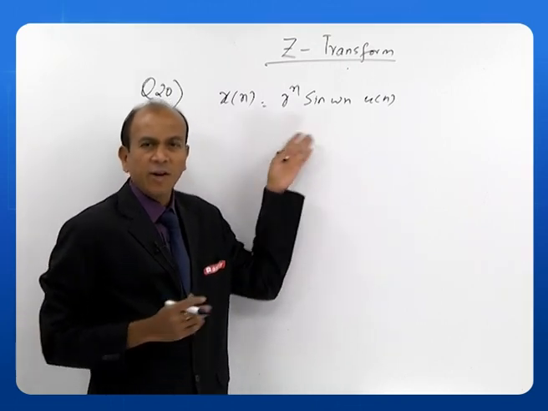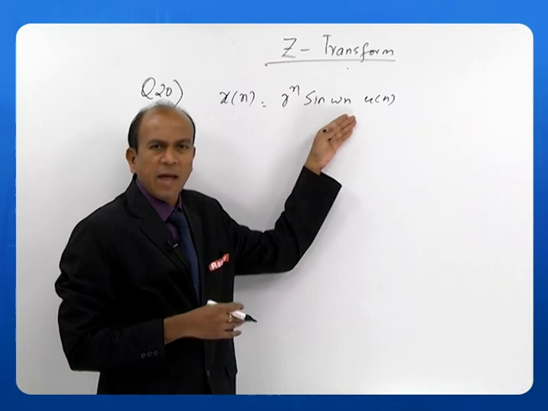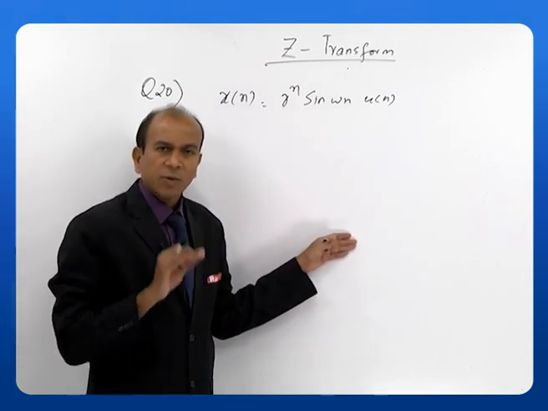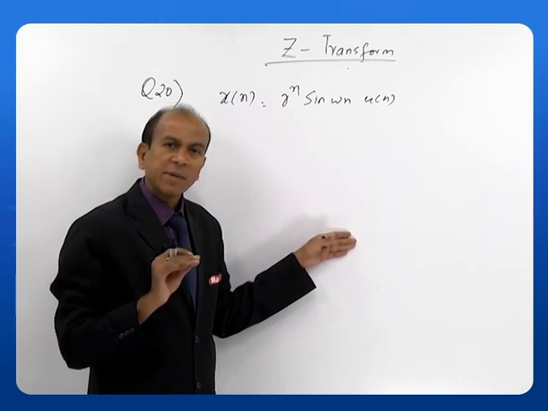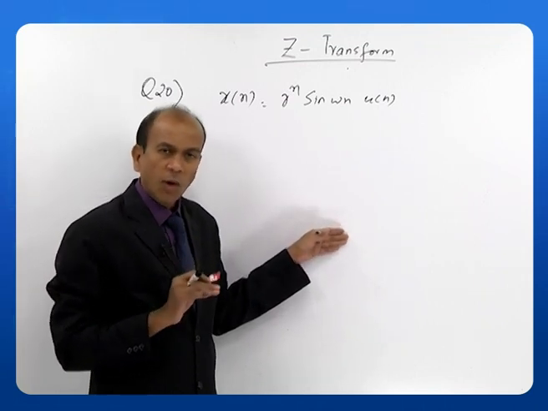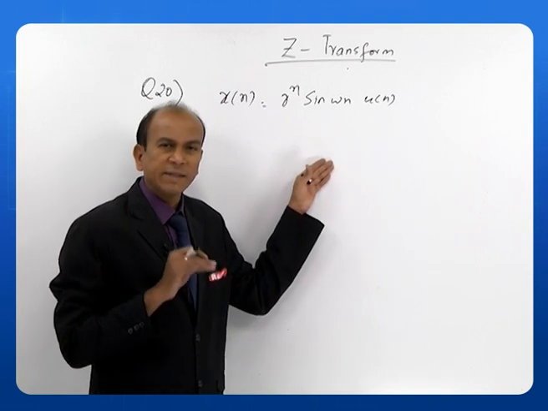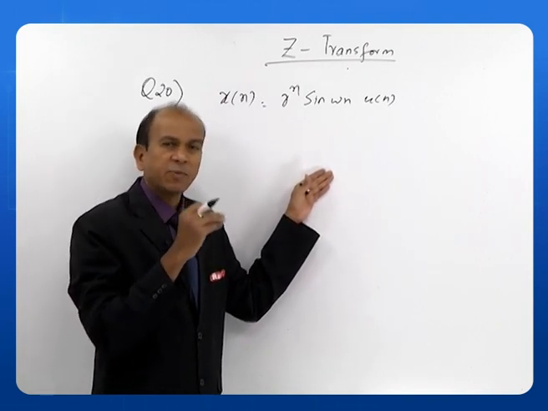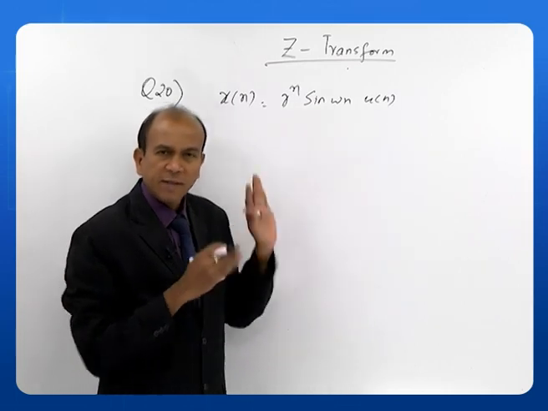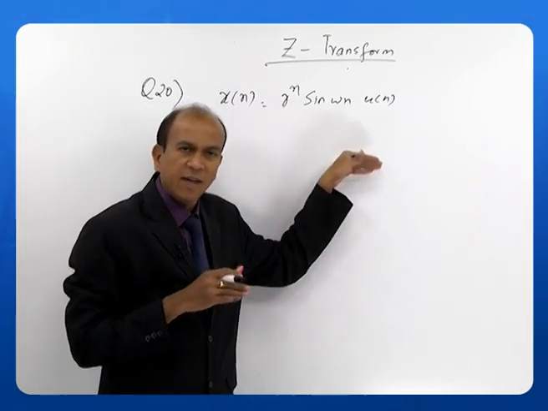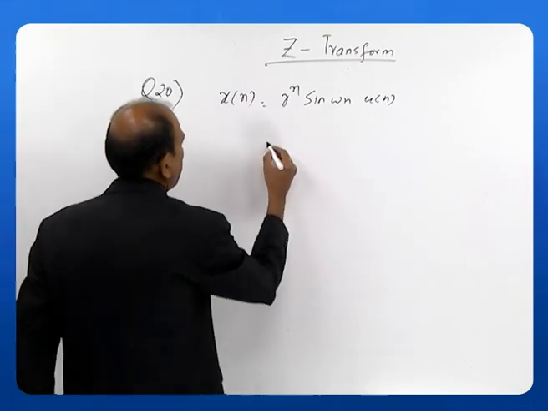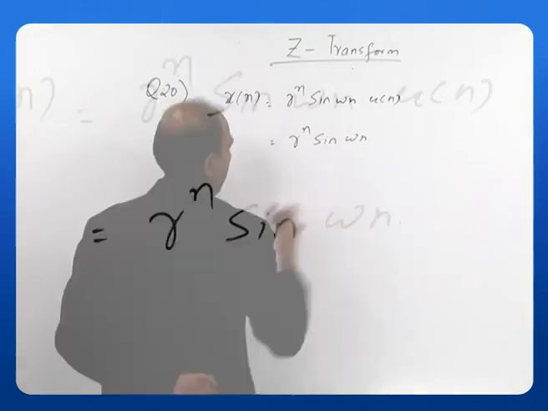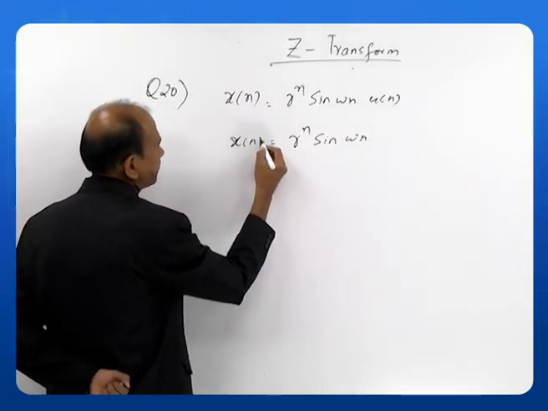So let us just quickly write down the final formula for this, because the steps are same except the fact that cosine is given by e^(j omega) plus e^(-j omega) by 2, whereas sin omega is given by e^(j omega) minus e^(-j omega) by 2j. So except for this, you just put it here and then we will get the answer. So let us write down this. So this will be equal to r^n sin omega n. This is x of n.